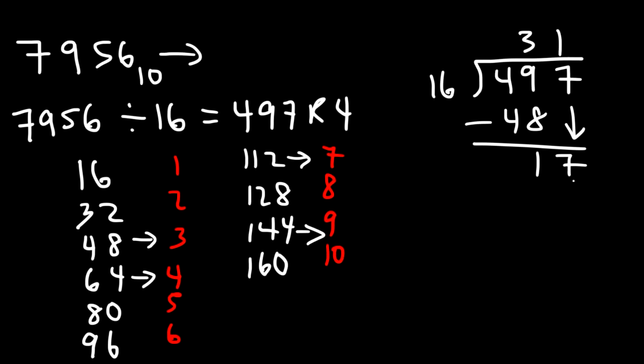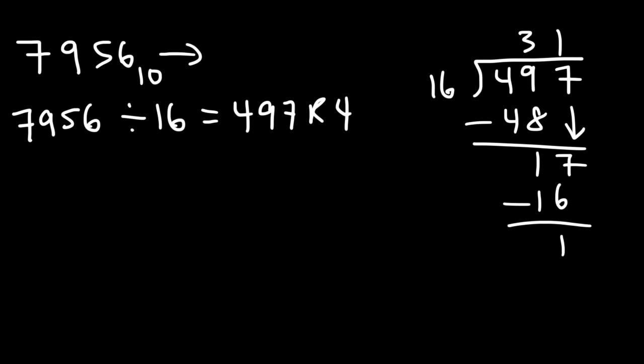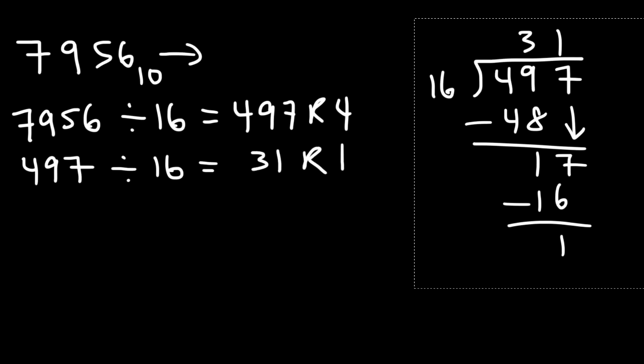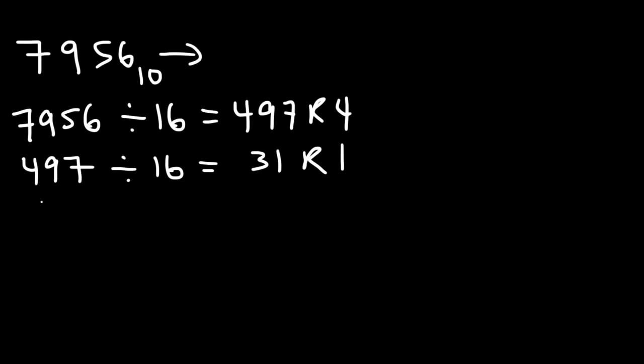16 goes into 17 one time, with a remainder of 1. So now I need to erase this. So 497 divided by 16 is equal to 31, remainder 1. So now let's divide 31 by 16. So this we can do in our heads. 16 goes into 31 one time, and the remainder is the difference between 31 and 16, which will be 15.